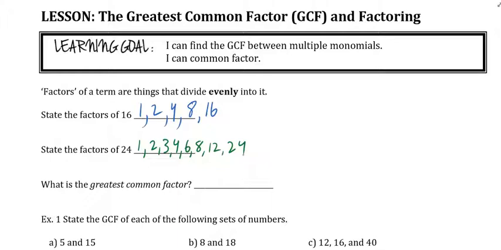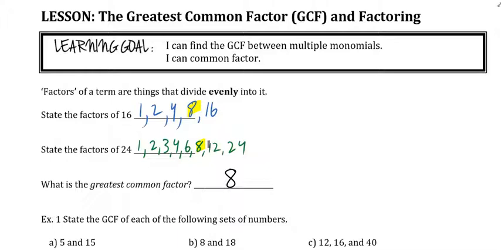Now here's the trick. Look at 16 and look at 24. Which ones do they have in common? Ethan? 8, 4, 2, 1. So 8, 4, 2, and 1. They'll always have 1 in common because 1 goes into everything, so it's not usually useful, but it might be our answer in some cases. So what's the next line say? What is the greatest common factor? So what is it? It's 8, because 8 is in both lists.